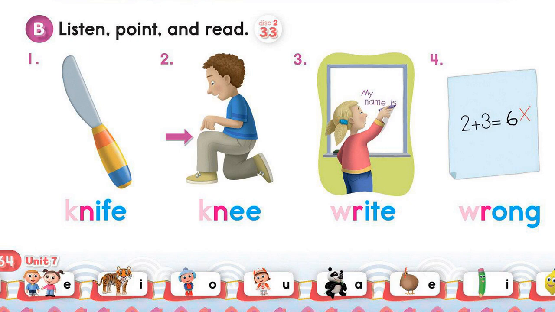Page 64. B. Listen, point, and read. 1. N. Ife. Knife. 2. N. E. Knee. 3. R. Ite. Right. 4. R. Ong. Wrong.